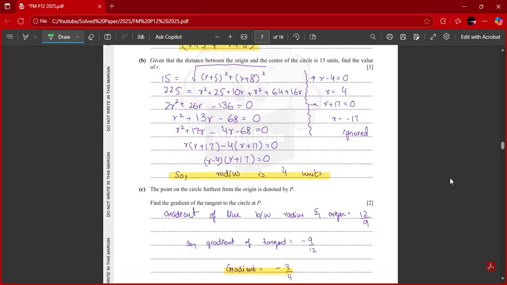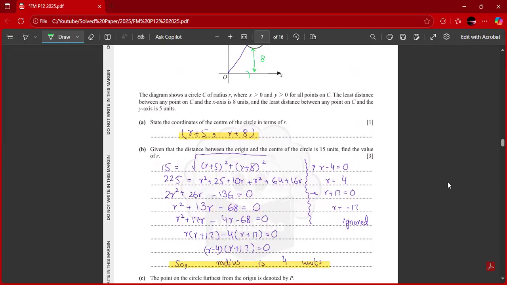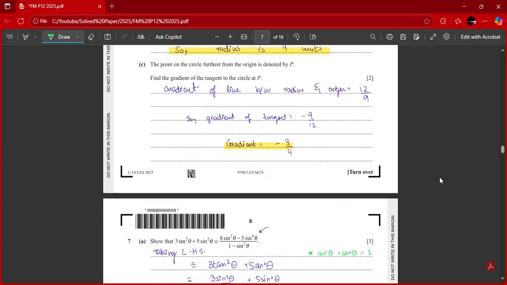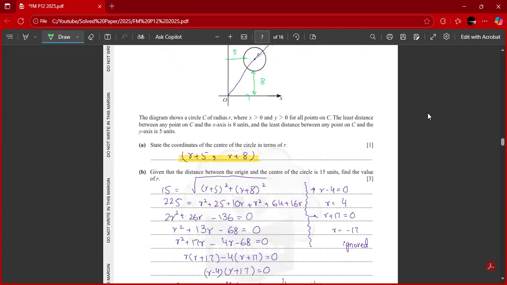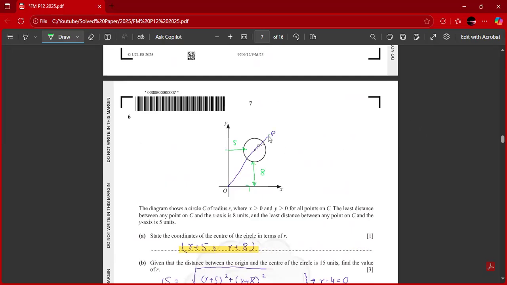Next question. A point on a circle that is furthest from the origin is denoted by P. Find the gradient of the tangent of the circle at P. Lovely question. Now guys, we're supposed to find the gradient at this point. But to be very precise, it's this point here that I'm covering. If I try to draw a line from the origin through the center to point P, it would be an exactly straight line. And if there's a straight line, the gradient at any point is the same.